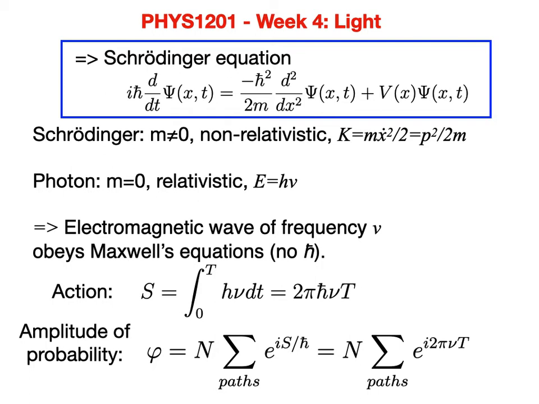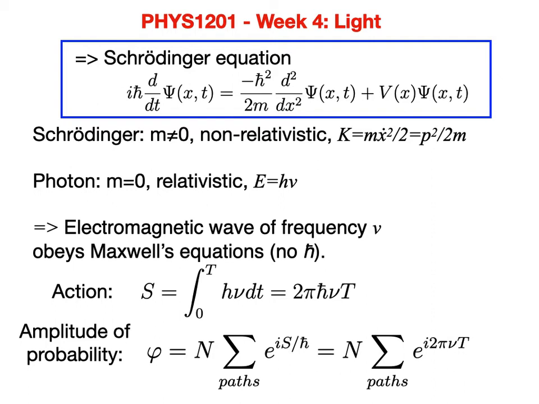In fact, light is described by electromagnetic waves of frequency nu, which obey the Maxwell equations. And Maxwell equations are classical. They are wave equations like the Schrodinger equation, but for a massless object propagating at the speed of light. And in particular, there is no h bar in it. So it's not a quantum equation.